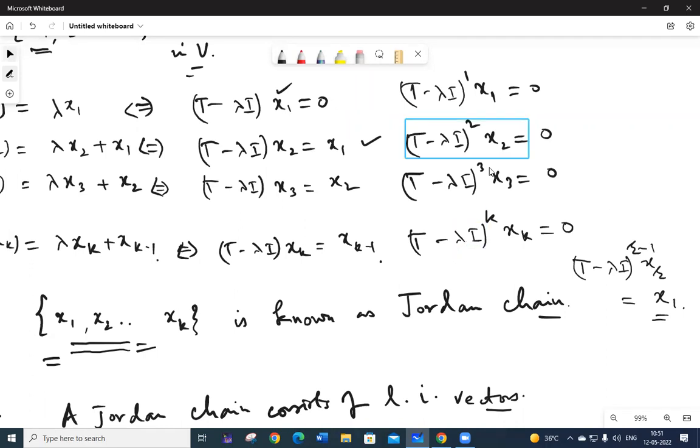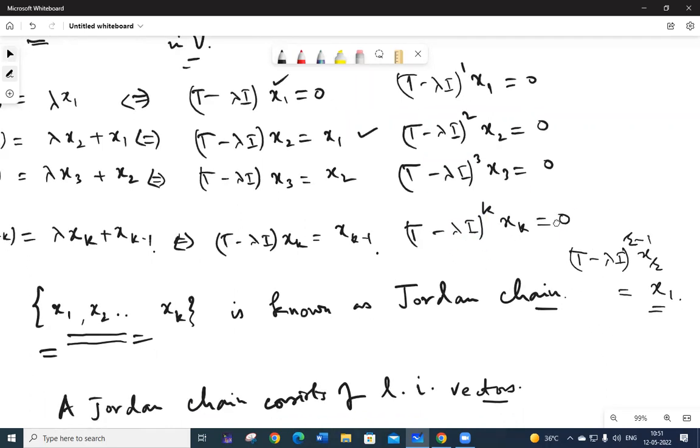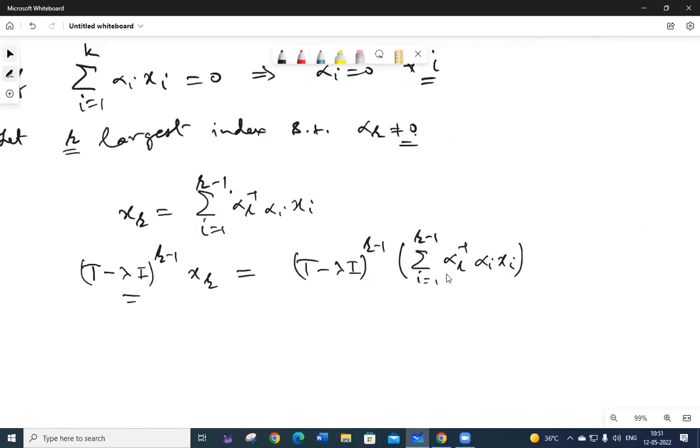What about the other side? Because if you take the same power as that of the index or larger power, then it is 0. Right side would be certainly 0. This side would be certainly 0, and this side is x1. This would give you x1 as 0, while x1 is non-zero, a non-zero vector. Therefore, contradiction.